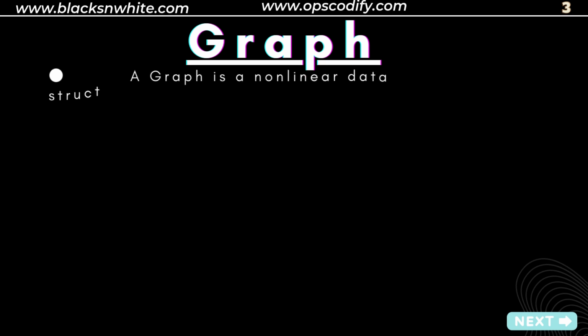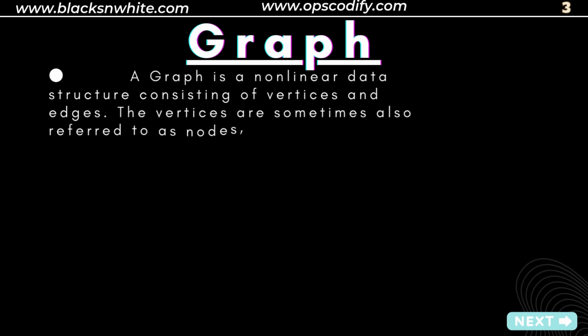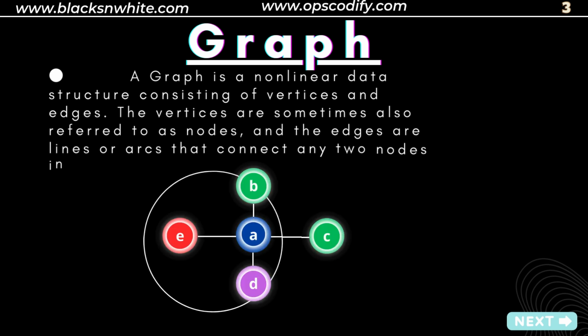Let's understand what a graph is. A graph is a nonlinear data structure consisting of vertices and edges. The vertices are sometimes also referred to as nodes, and the edges are lines or arcs that connect any two nodes in the graph. Let's understand this with the diagram. We see several circles, labeled A, B, C, D, and E. These are called vertices or nodes.